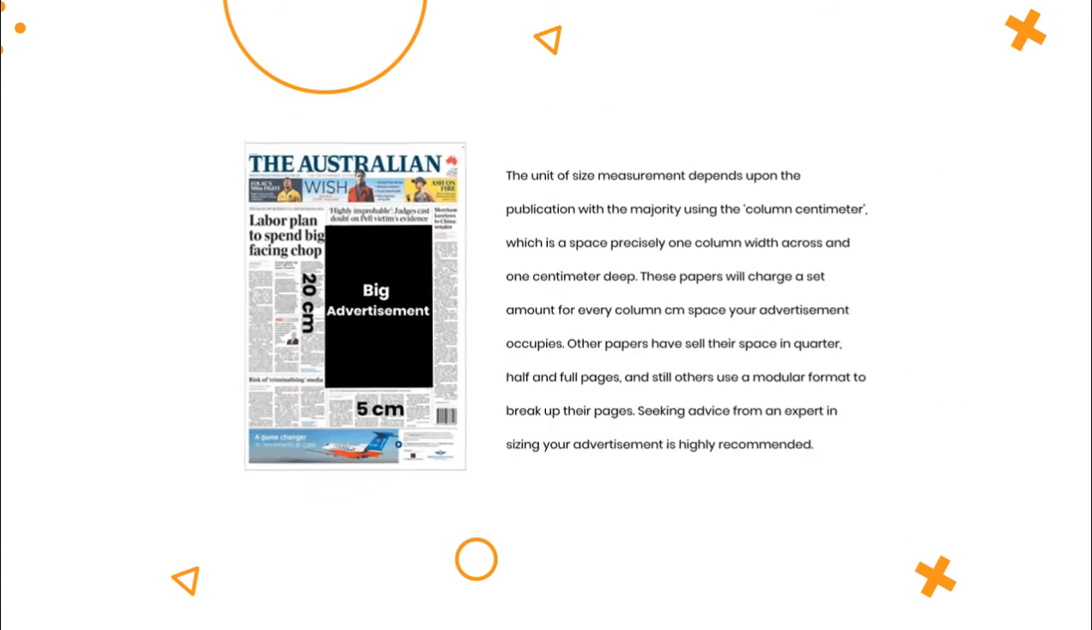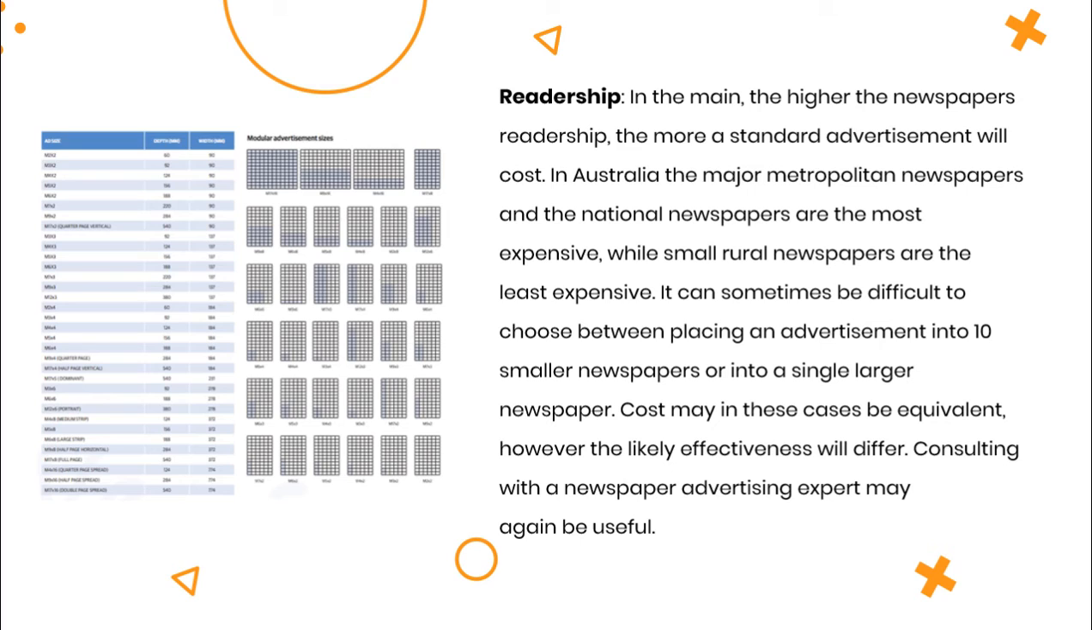Fourth, readership. In the main, the higher the newspaper's readership, the more a standard advertisement will cost. In Australia, the major metropolitan newspapers and the national newspapers are the most expensive, while small rural newspapers are the least expensive. It can sometimes be difficult to choose between placing an advertisement into 10 smaller newspapers or into a single larger newspaper. Cost may in these cases be equivalent, however the likely effectiveness will differ. Consulting with a newspaper advertising expert may again be useful.